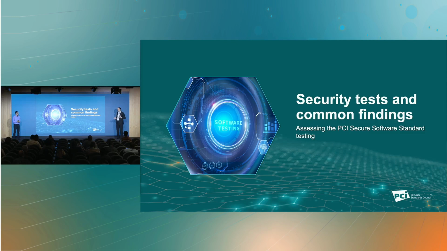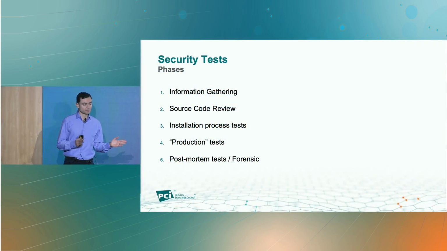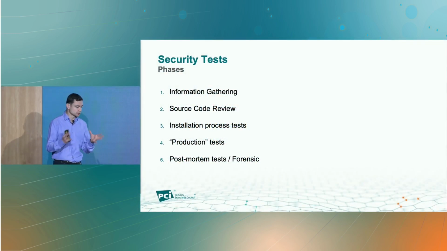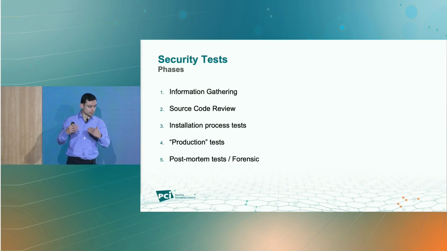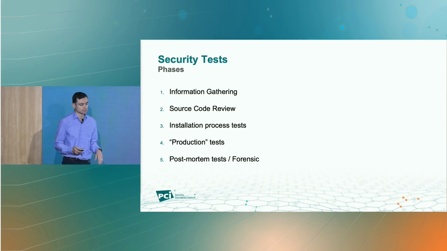All right, so while performing the PCI secure software tests, we have identified some common issues based on real-world scenarios that I would like to share with you. There are different phases that we can see during a normal security test as part of the standard. Usually, we start with information gathering, then a source code review, then a practical validation of the installation process, also production tests. This is when we interact with the application itself. And something very particular, which is post-mortem tests, like a forensic review of the application itself and the digital information.